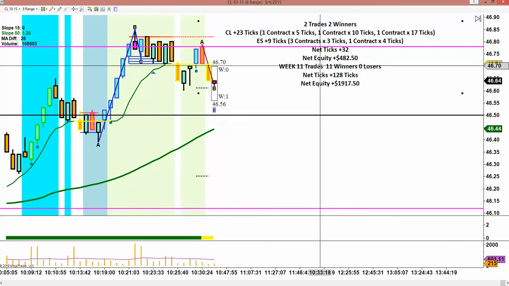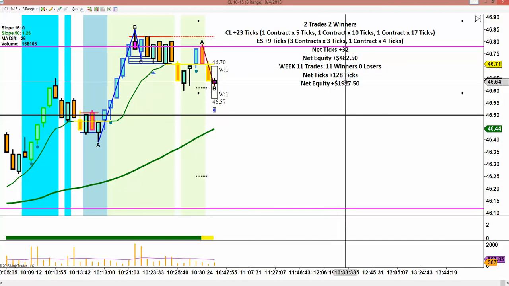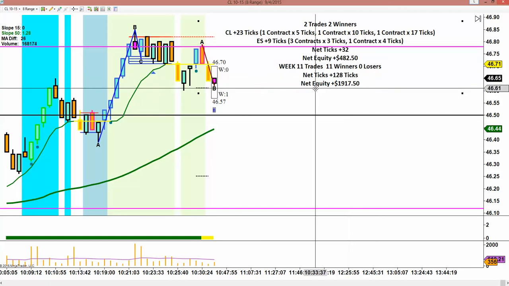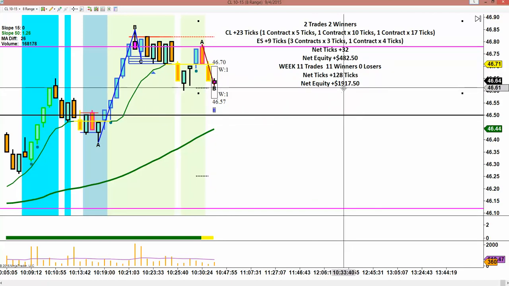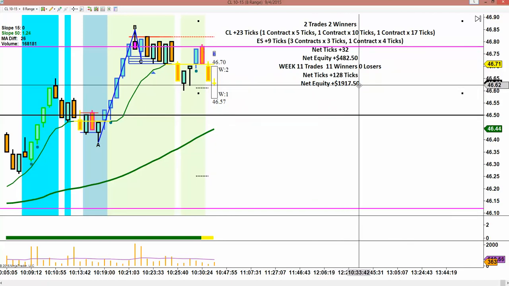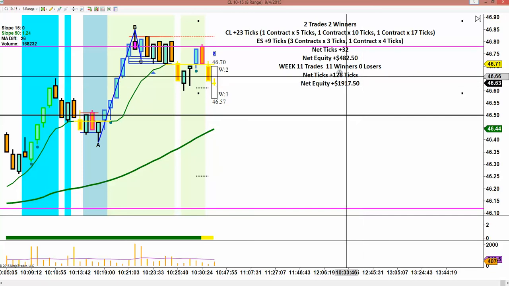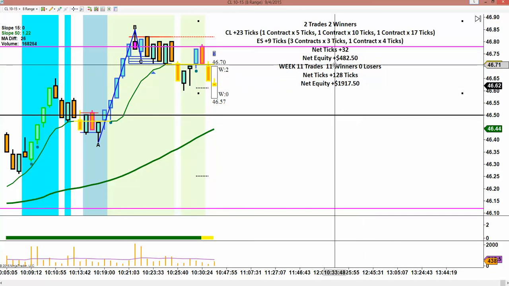This week, and I don't know any trading room in this universe that can equal this record, we had 11 trades, 11 winners, no losers. We made 128 ticks, which really is sort of an irrelevant parameter, but our net equity was $1,917.50, and that's before commissions. We only have 11 trades.